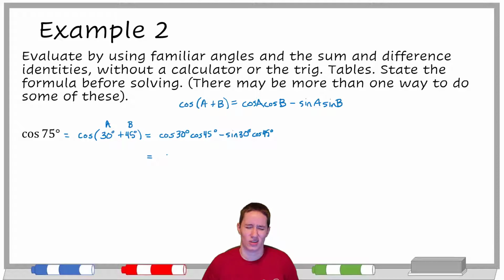So cosine of 30 is square root of 3 over 2. Cosine of 45 is square root of 2 over 2. Sine of 30 is 1/2. And cosine of 45 is square root of 2 over 2.